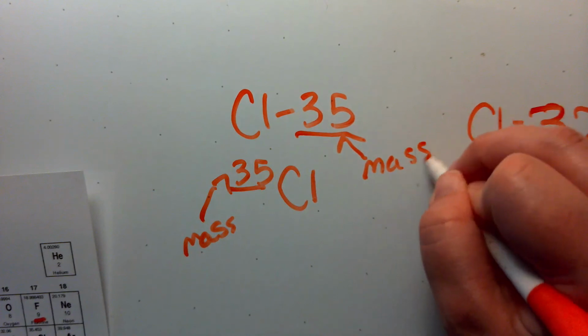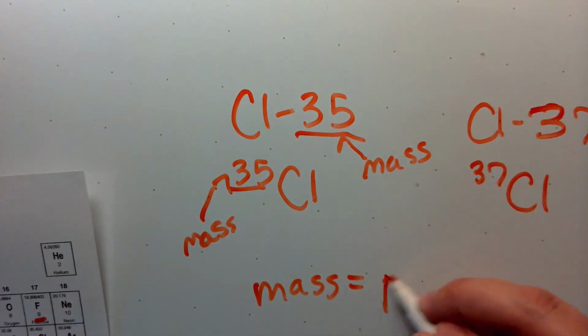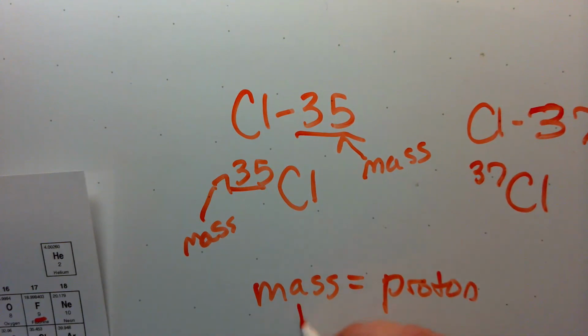And remember, the mass number is equal to the protons plus the neutrons. Okay? All right, so you should have enough information to try some of the questions in the homework. And if you get stuck, you can look at the longer lesson or you can send me an email.